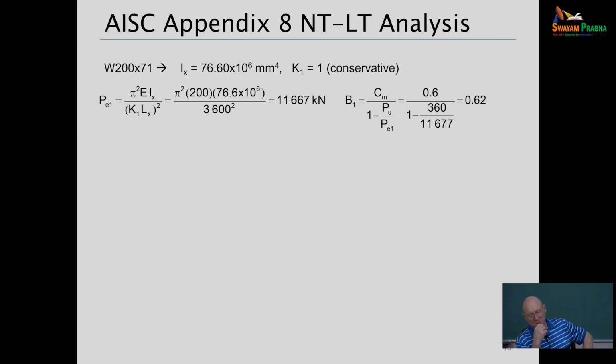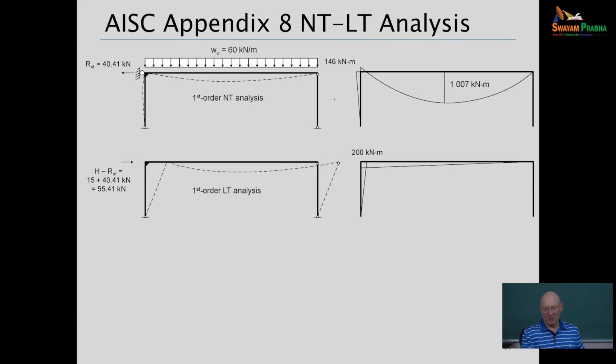And so we put this into the B1 factor. I'm not showing the equation for CM, but this is the CM equation: 0.6 plus 0.4 M1 over M2. M1 is the base moment, 0, so CM is 0.6. Well, we end up with 0.62 for the amplifier, so we take that equal to 1. All right, so now we're ready to put things together.